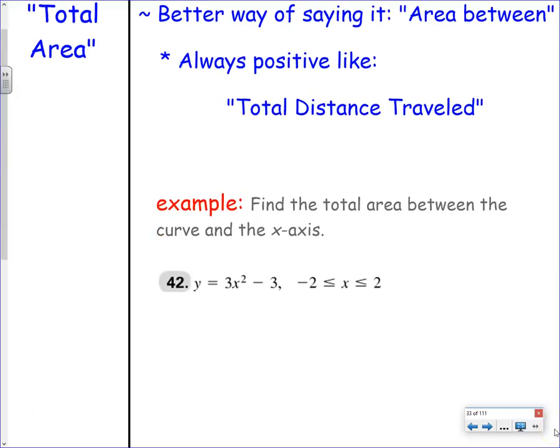So as we get down to number 42, if they want the total area between -2 to 2 of 3x squared minus 3, what are we going to do? You better visualize. -3, you bring it down 3. It's skinnier, and it's wide. What's going on at -2 and 2? Are those intercepts? They're just bounds here. So we need to think about, do we have some area above and some area below? Yes, because my intercepts would be at 1 and -1.